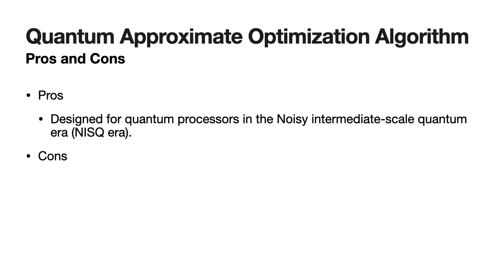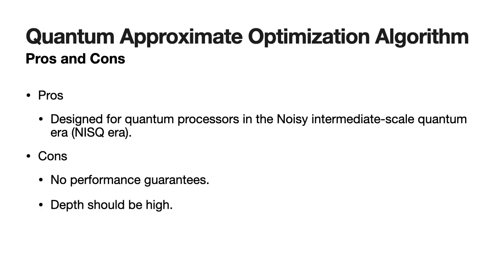However, one significant downside is the lack of performance guarantees. Unlike some classical algorithms, QAOA does not provide a guarantee on the quality of the solution. This means that while it may find a good solution, there's no guarantee that it will always find the best or even a near optimal solution.